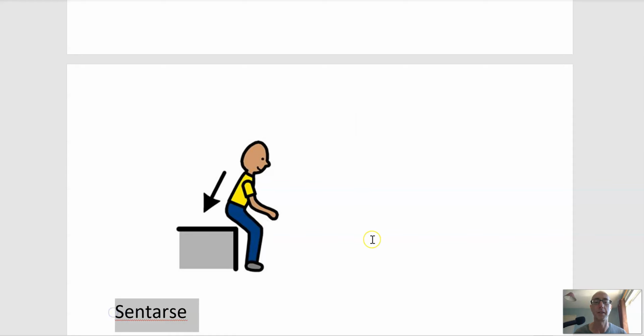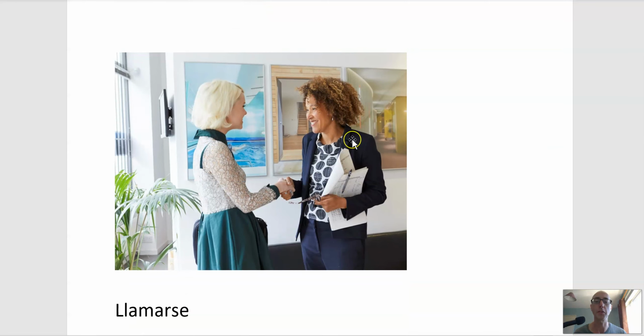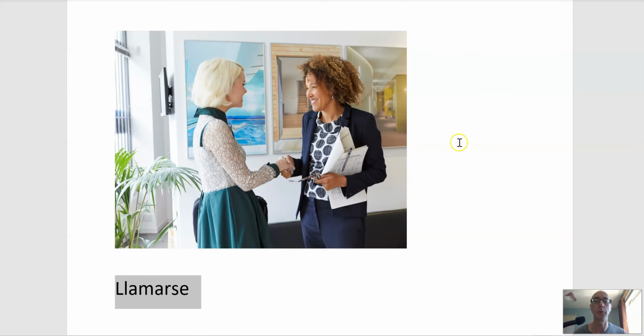Sentarse. Sentarse. So when you sit down, that's in Spanish, that's reflexive. And the first verb that you learn in Spanish, nearly the first verb that everyone learns, llamarse. So when you say me llamo, when you say your name, that's a reflexive verb because you're saying I call myself. So that is literally reflexive in English and in Spanish. Me llamo Silvia. Me llamo Juanita.